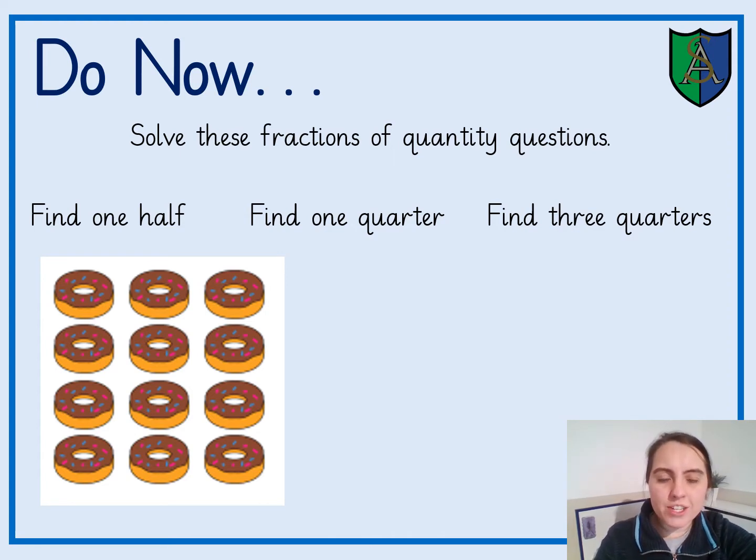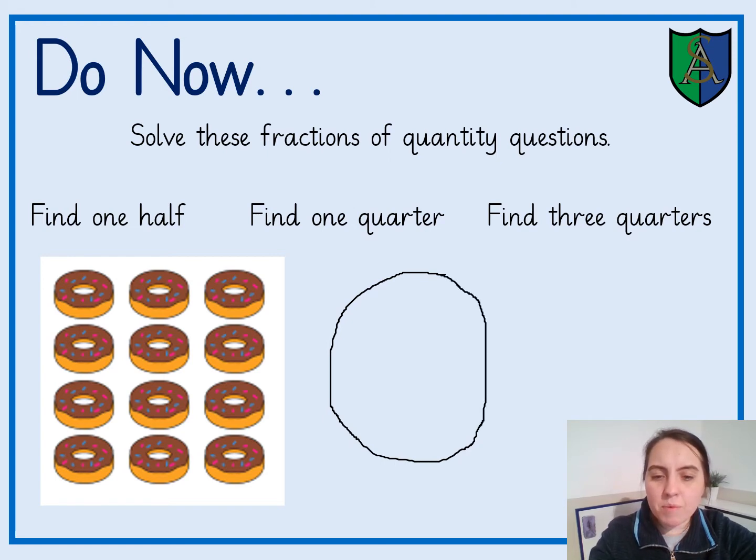So what we're going to do is find 1/2 of 12, 1/4 of 12 and 3/4 of 12. I'm going to draw my big circle because this is going to help me find all of those things. I'm going to put my whole amount in the middle. What was my whole amount again? Well done, it was 12. Now I'm going to halve it because the first thing I need to do is find 1/2. When I'm finding 1/2, I'm splitting 12 into 2 equal parts.